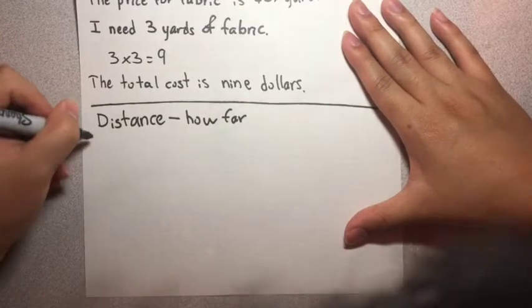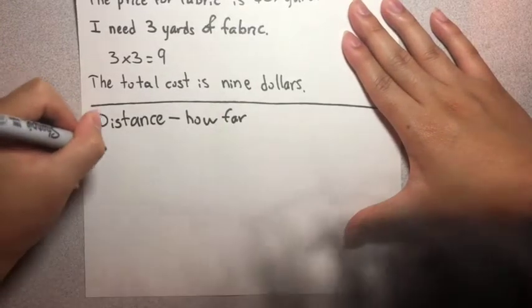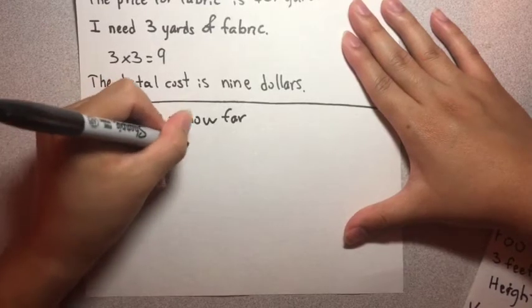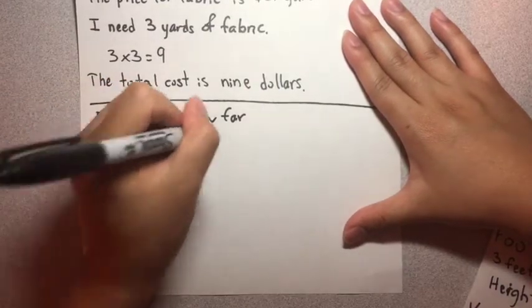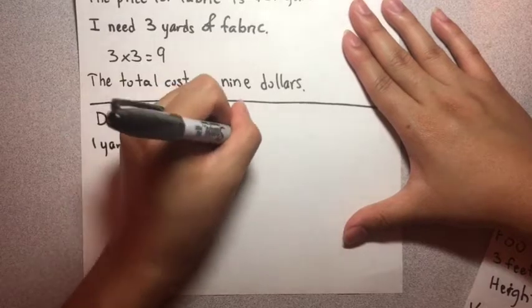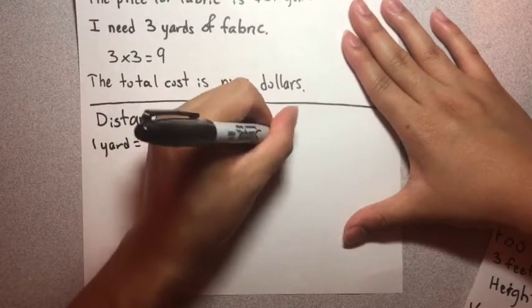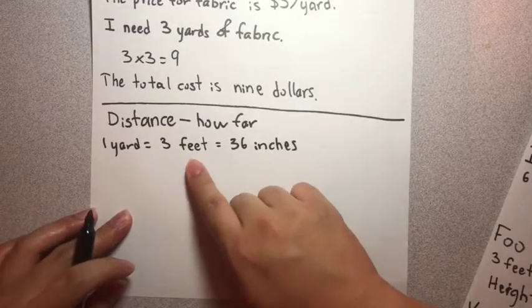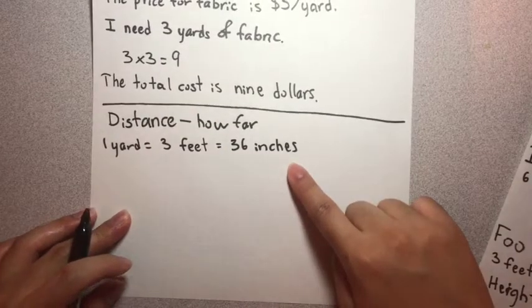So we know that 1 yard equals 3 feet, and it also equals 36 inches. 1 yard is the same as 3 feet, is the same as 36 inches.